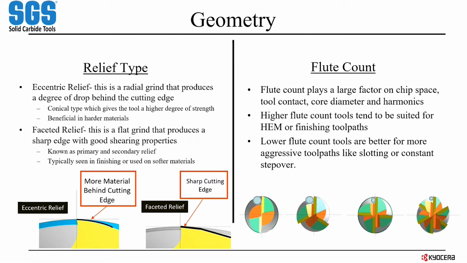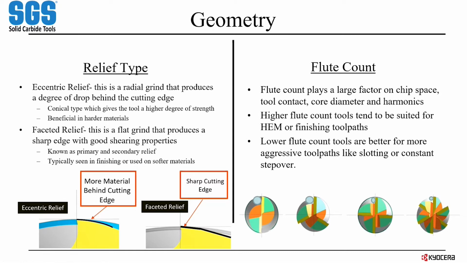The higher your flute count is, traditionally, the larger your core diameter is, which means you have a more rigid tool. It tunes out harmonics better. You get less chatter, and overall, it's just a more solid tool. It also allows you to go faster. With more flutes, you can push your inches per minute and your surface footage some. But lower flute counts can be better for aggressive tool paths.